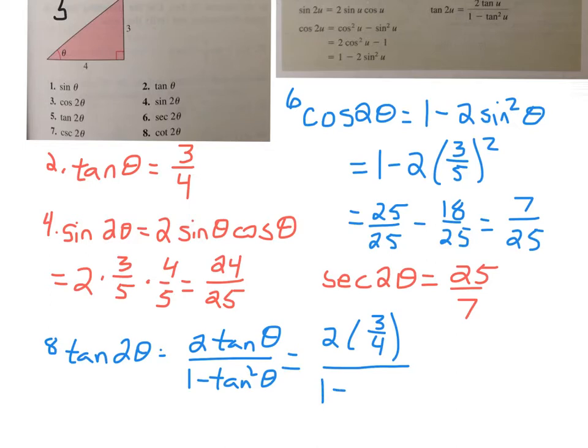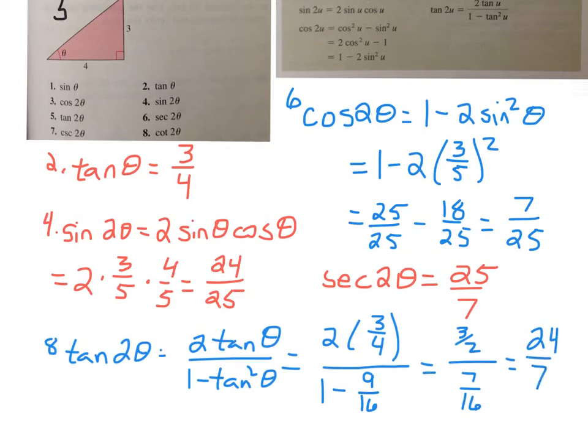1 minus, 3 over 4 squared is 9 over 16. So 2 times 3 over 4 is 3 over 2. And then 1 is 16 over 16. So 1 minus 9 over 16 is 7 over 16. This is your keep, change, flip. So that gives us 24 over 7.